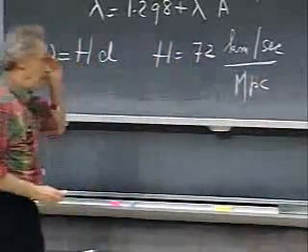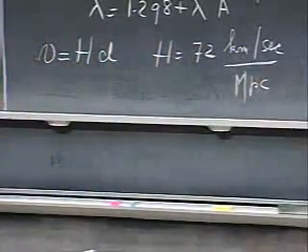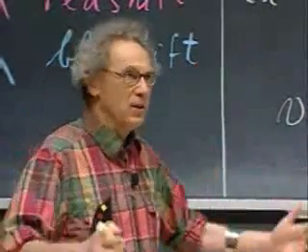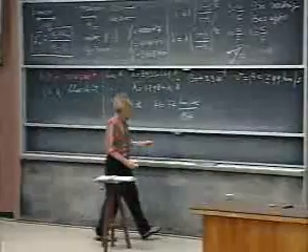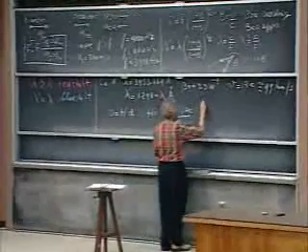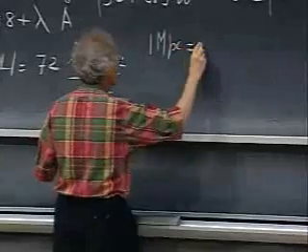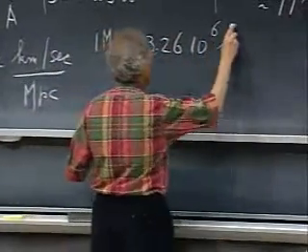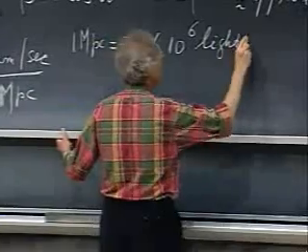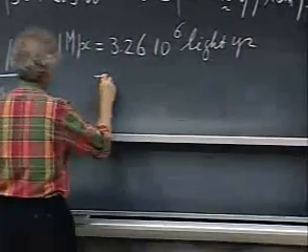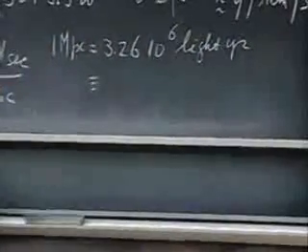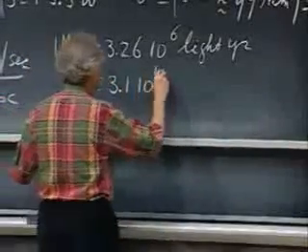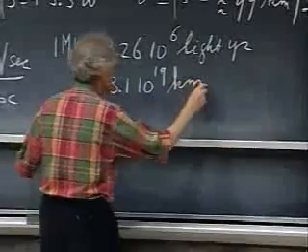What is a megaparsec? A megaparsec is a distance. In astronomy, we don't deal with inches, we don't deal with kilometers. That is just not big enough. We deal with parsecs and megaparsecs. And 1 megaparsec is 3.26 times 10 to the 6 light years. And if you want that in kilometers, it's not an unreasonable question, it's about 3.1 times 10 to the 19 kilometers.